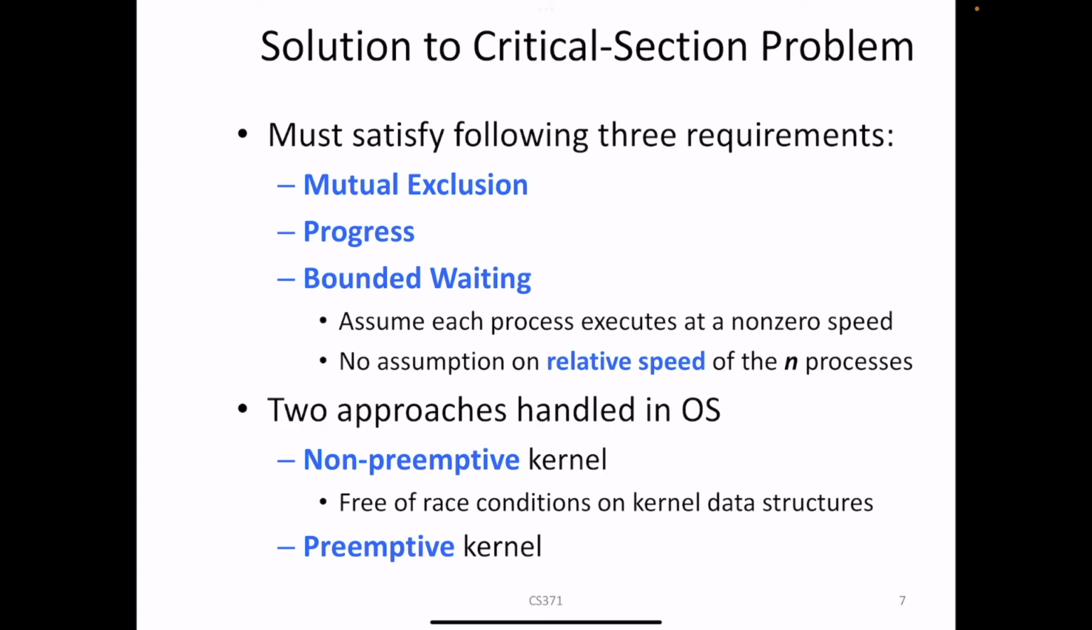But if the operating system has a preemptive kernel, a process executing in the kernel can be interrupted by other processes. Under this situation, the race condition problem could exist, so we need some mechanisms to address it. Unfortunately, most current operating systems have preemptive kernels. Therefore, even within the operating system, we still need to consider the critical section problem.